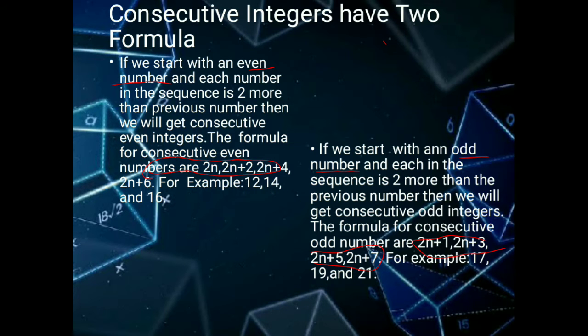Consecutive integer problems have two formulas, for even numbers and for odd numbers. The formula for consecutive even numbers is 2n, 2n plus 2, 2n plus 4, 2n plus 6. For example, 12, 14, and 16. The formula for odd numbers is 2n plus 1, 2n plus 3, 2n plus 5, 2n plus 7. For example, 17, 19, and 21.